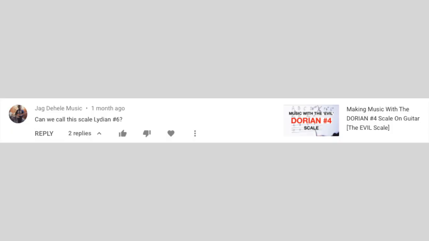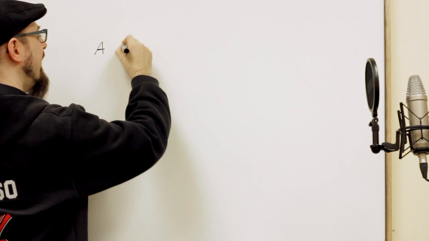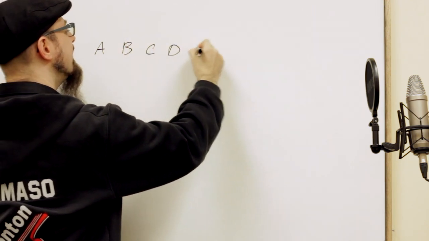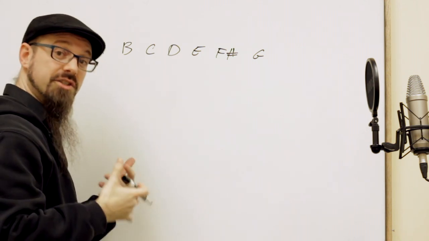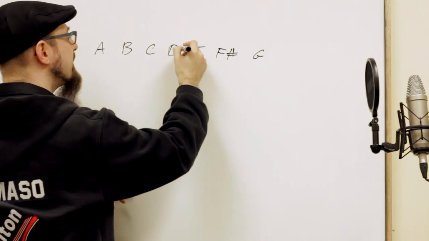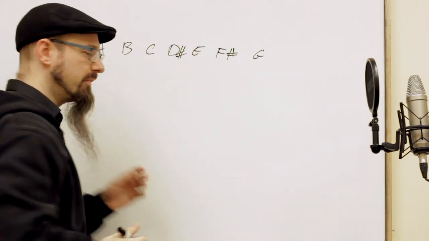Can we call this scale Lydian sharp 6? The Dorian sharp 4th scale works this way. We first write a Dorian scale. Let's see. In A, the Dorian scale will be A, B, C, D, E, F sharp, G. And then, since it's a Dorian sharp 4th, we sharp the 4th note of the scale. Great, that's the Dorian sharp 4th.